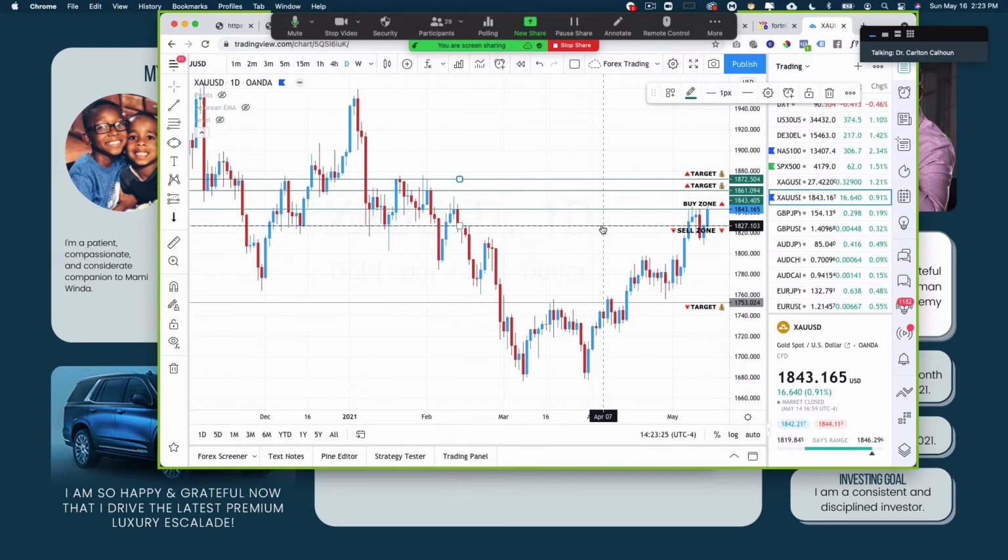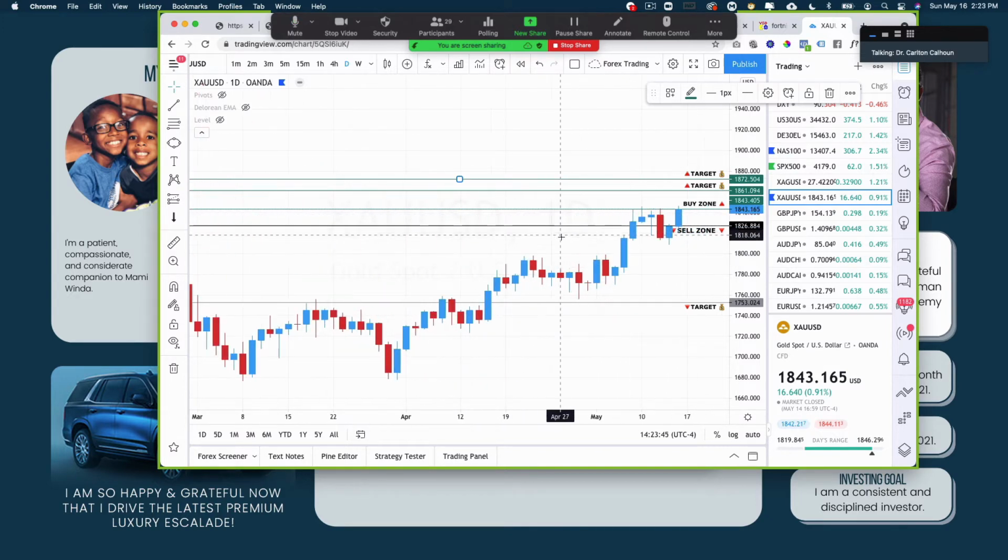Again, it's just my personal belief. I'm not saying I'm better than any educator, especially, or any trader. It does not make sense to me to have a 20 pip trade with a 50 pip stop loss. So I'm thinking about all of those things when I'm entering trades.